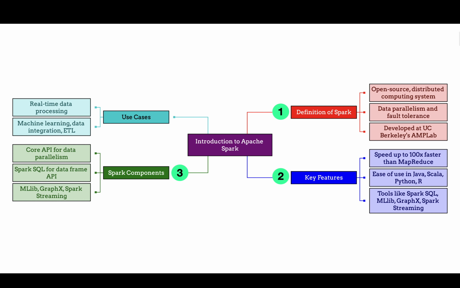3. Spark components. The core Spark API allows data parallelism and fault tolerance on clusters. Spark SQL provides a new data frame API and SQL support. MLlib is a library of machine learning algorithms. GraphX is for graph processing, and Spark Streaming enables scalable, high-throughput, fault-tolerant stream processing. 4. Use cases. Spark is used for a wide range of applications, including real-time data processing, machine learning and predictive analytics, data integration, and ETL processes.